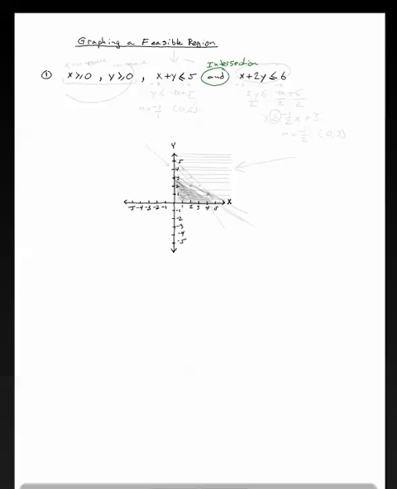So the first 2 conditions that I have are that x is greater than or equal to 0, which means that x is non-negative, and y is greater than or equal to 0. So y is non-negative. Basically, when you have these 2 conditions, x is greater than or equal to 0, and y is greater than or equal to 0, that's telling you that you want the first quadrant. So I'm going to go through and lightly shade the first quadrant.